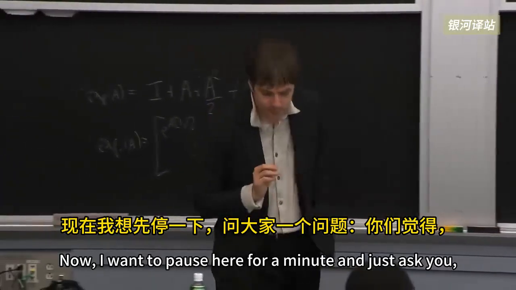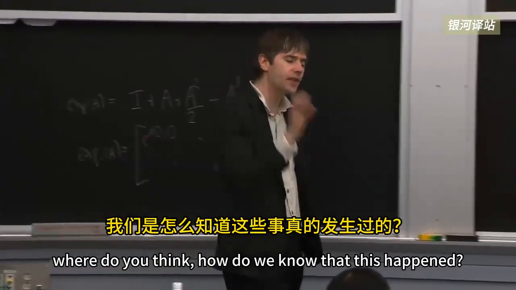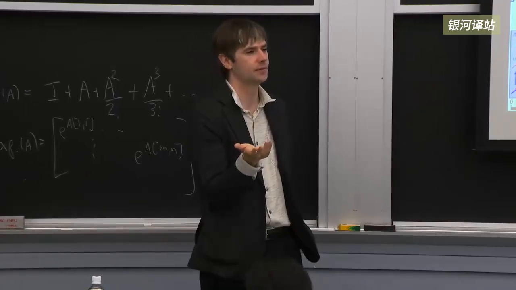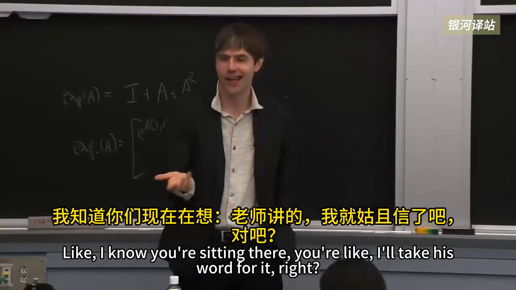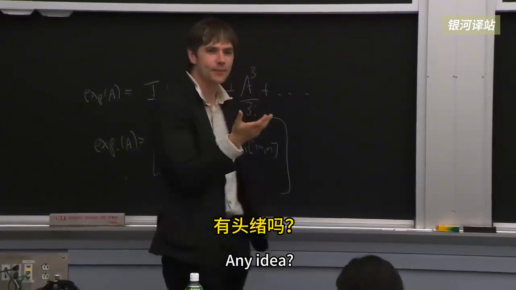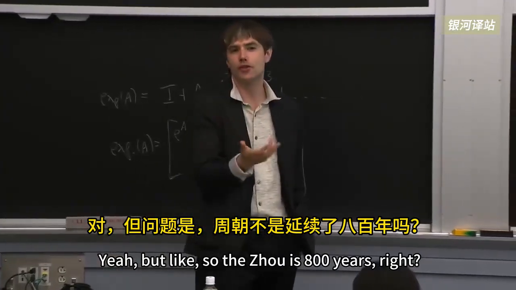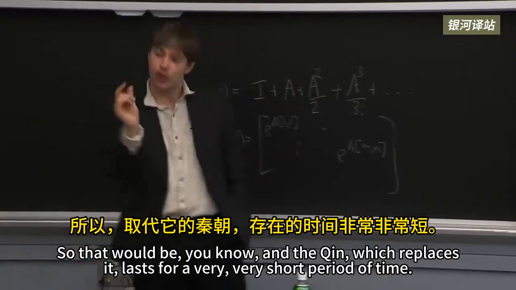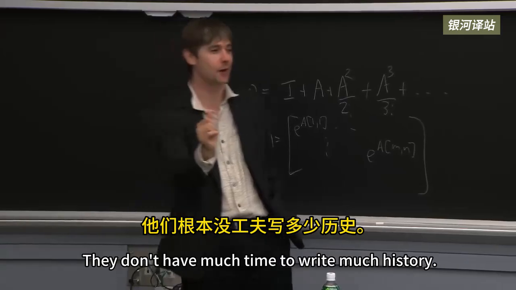Now I want to pause here for a minute and ask you, how do we know that this happened? I know you're sitting there like, oh, I'll take his word for it, right? But how do we know it happened? Any idea? Yeah? The next dynasty recorded. Yeah, but the Zhou was 800 years, and the Qin, which replaces it, lasts for a very, very short period of time. They don't have much time to write much history.